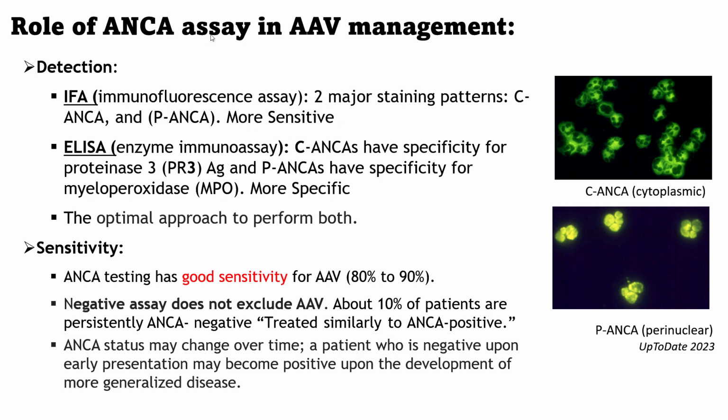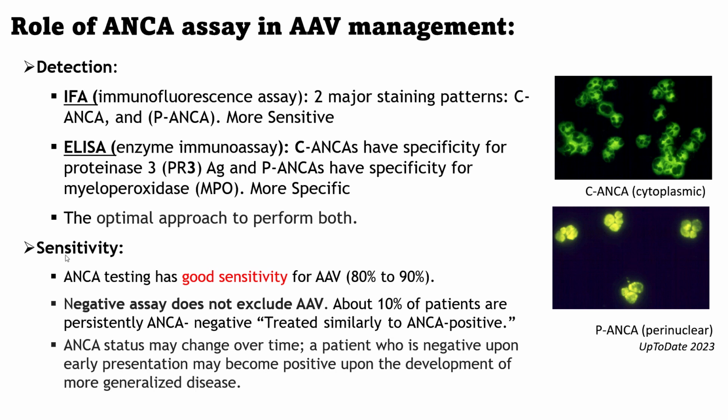Or you can detect ANCA in the serum by ELISA, by enzyme immunoassay. C-ANCA has a specificity for PR3 or proteinase 3, and P-ANCA has a specificity for myeloperoxidase. So if you are getting confused with this, C-ANCA was 3 and P-ANCA was MPO. The ELISA technique is more specific. So the optimal approach is to perform both the IFA and ELISA.